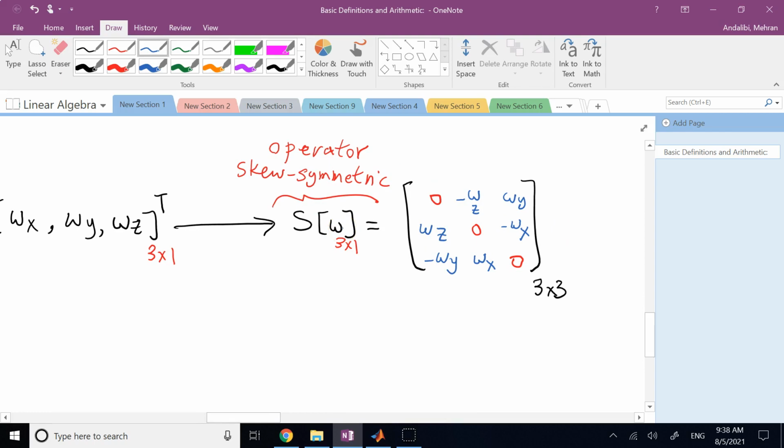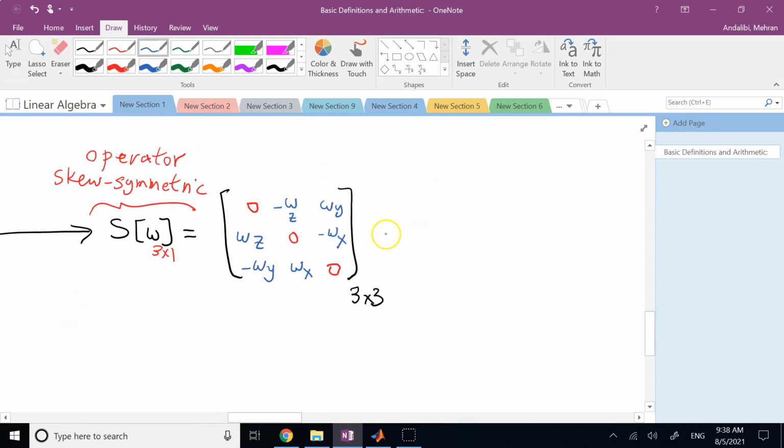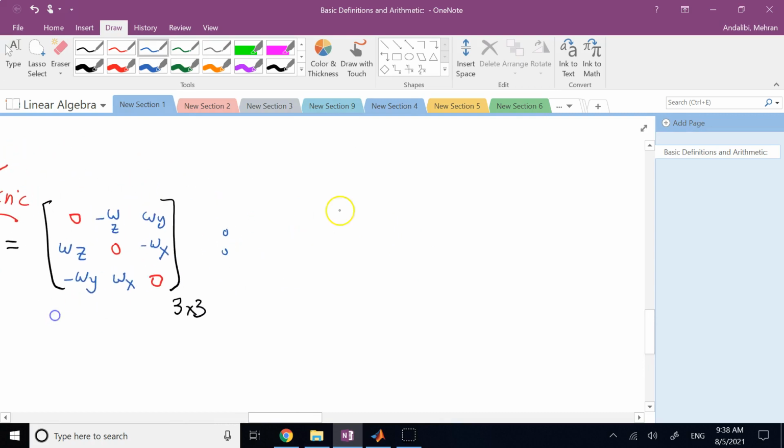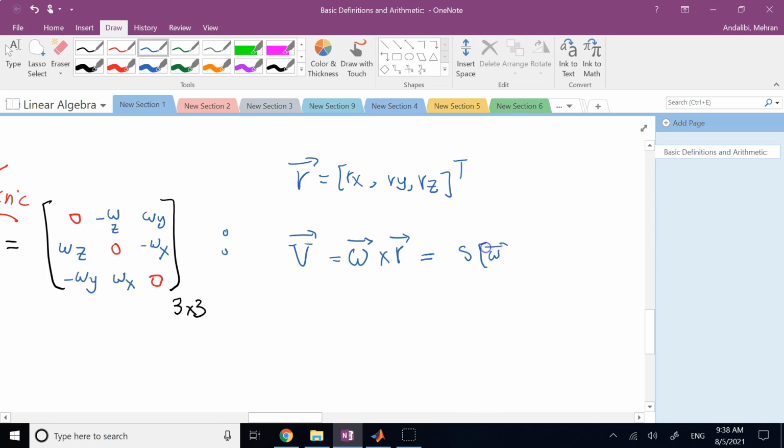Okay, now so what? What's the use of this? Well, I'll show you later that, for example, if you want to carry out a cross product between two vectors, right? Let's say you also have a vector r, which has 3 components, rx, ry, and rz. If you carry out a cross product like omega cross r, that you use a lot in dynamics to get the velocity term due to rotation, instead of doing the cross product, you can multiply the skew-symmetric matrix of omega by vector r. So you convert a cross product into a matrix product.